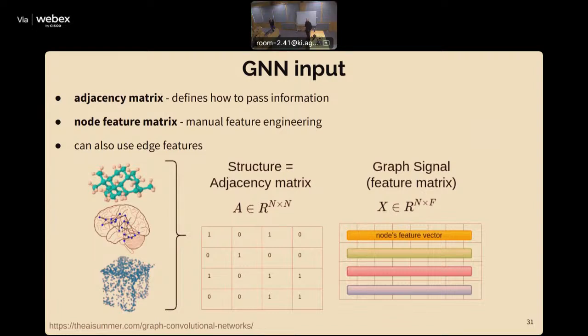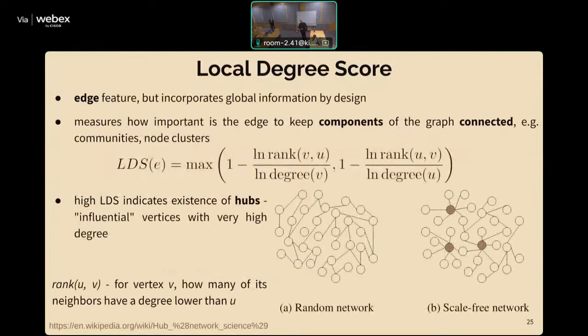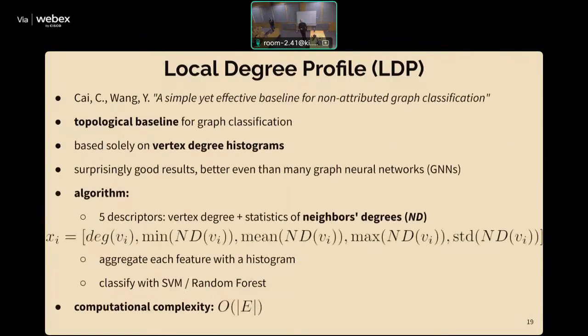Okay, thank you. And this LDP method, how does it deal with this? This was made for undirected graphs, but actually this LDP method would work also, because in LDP you calculate vertex degree and statistics of neighbors' degrees, right? Yeah. In directed graphs, what happens?